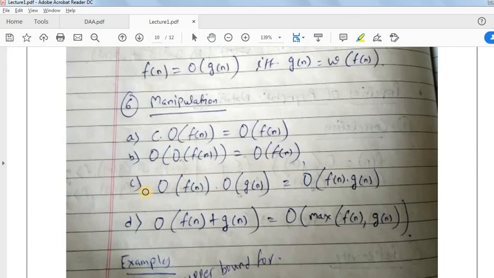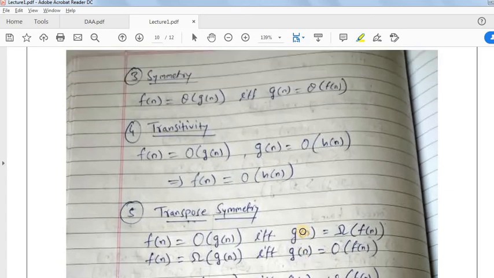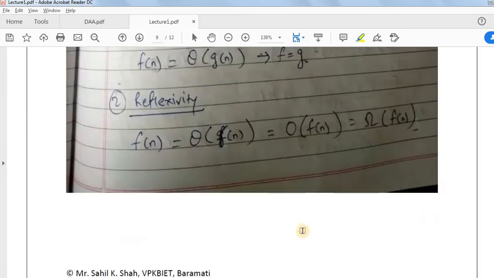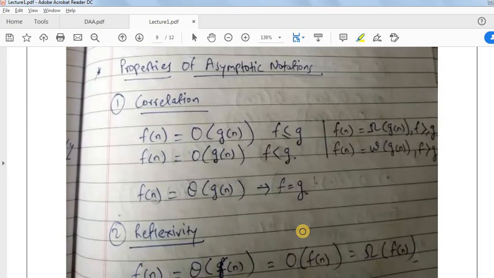In case of normal multiplication of two time complexity values, big O of f of n multiplied by big O of g of n can be given as big O of f of n multiplied by g of n. In case of addition, big O of f of n plus g of n is equal to big O of the maximum amongst f of n, g of n. Interested users are advised to pause at intermittent stages and try these properties with sample examples for better understanding.